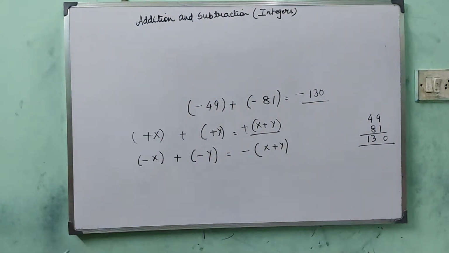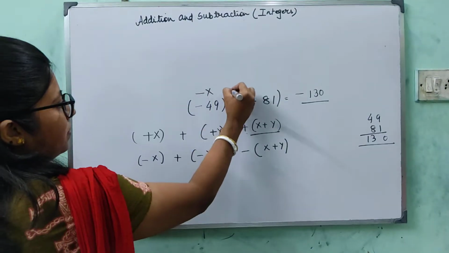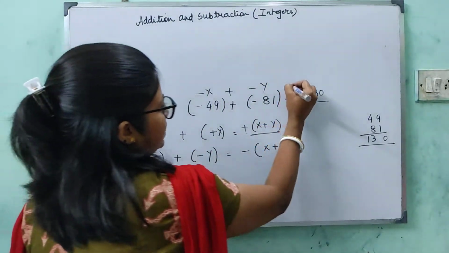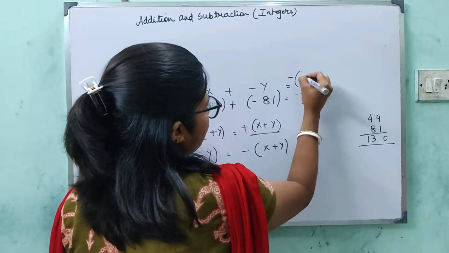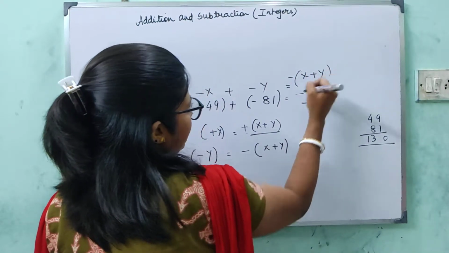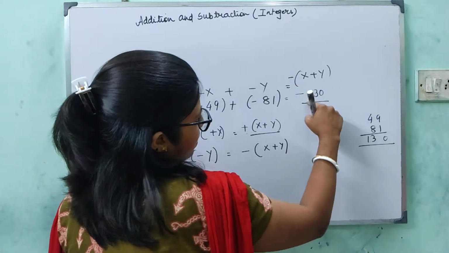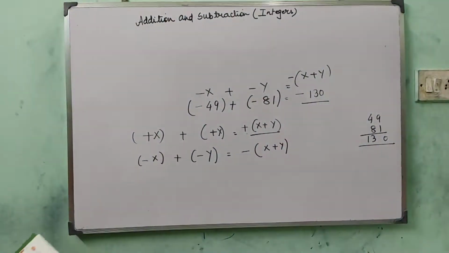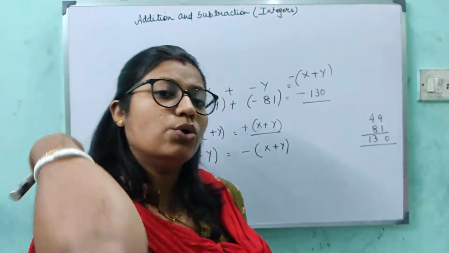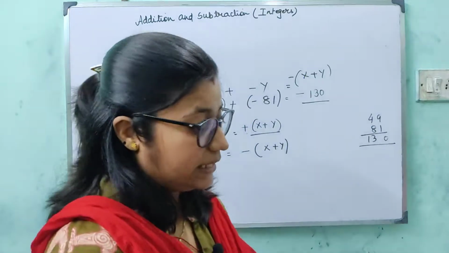So here minus x was this, plus minus y. So that is equal to, see, minus, what is your x plus y? X is 49, y is 81. So x plus y is 130. So 49 plus 81 is 130. So minus 49 plus minus 81 is minus 130. So this was all about your adding two positive integers or two negative integers.